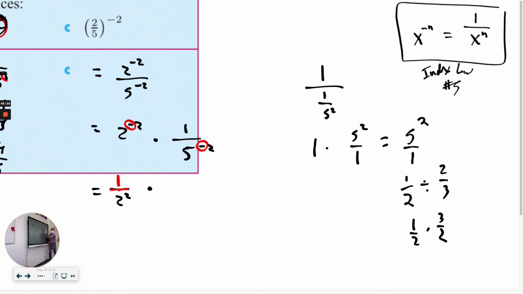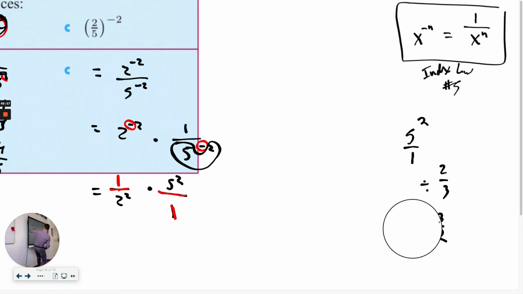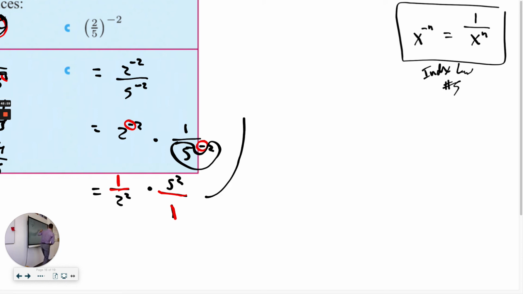So this dragged this piece up to the numerator, 5 squared over 1. And so that negative in the denominator did that. The negative just flips where it is in the fraction. If it's in the bottom and negative, it goes up. If it's in the numerator and negative, it goes down. Cool. So then this turns into 5 squared over 2 squared, which is 25 over 4.